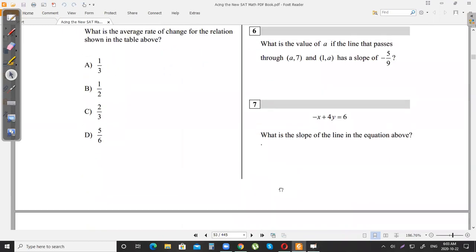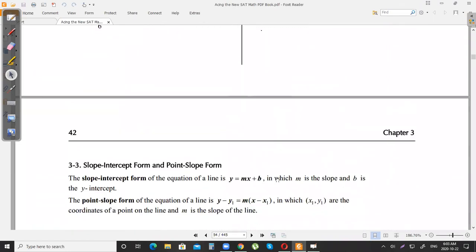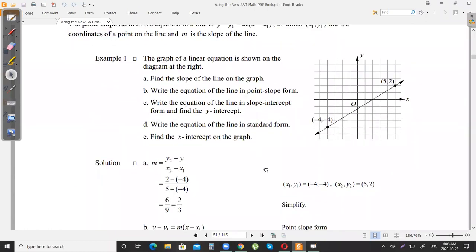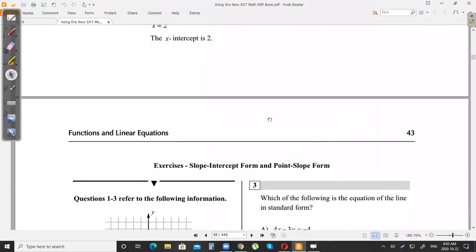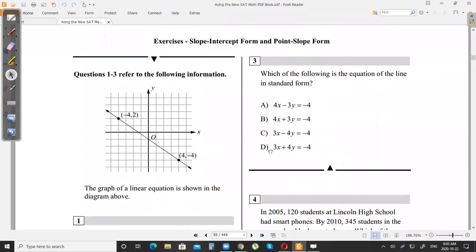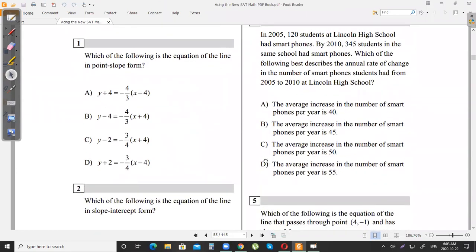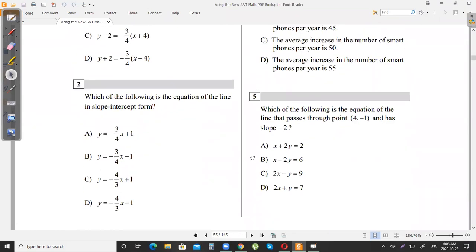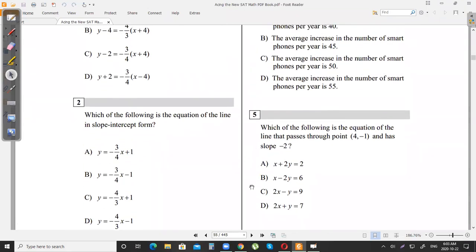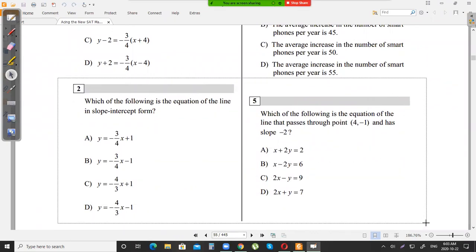So this was question number 6. And now we are shifting to point slope form, I think. In this, there are 5 questions. We will do 1 question and the others you will try. Or we can do these 2 questions here.